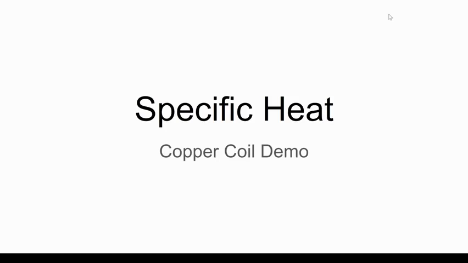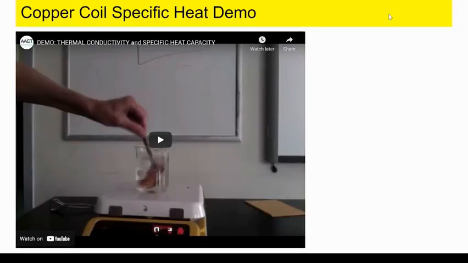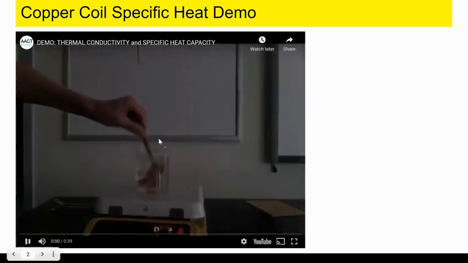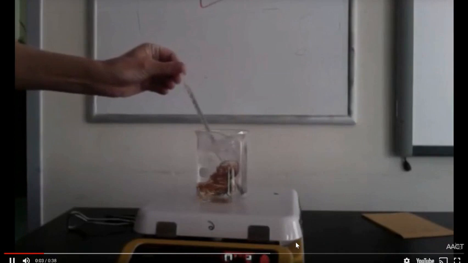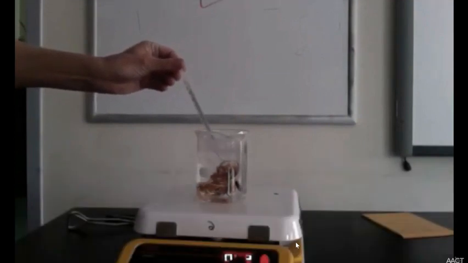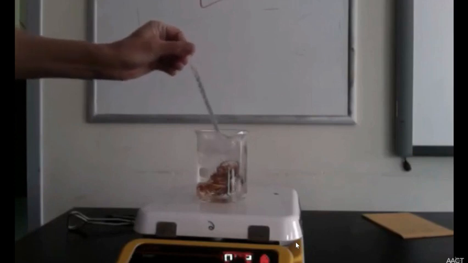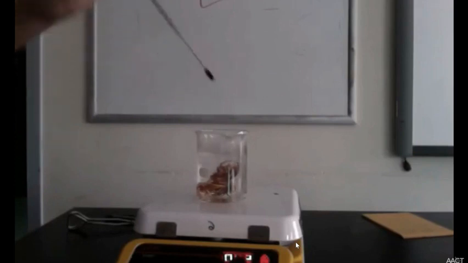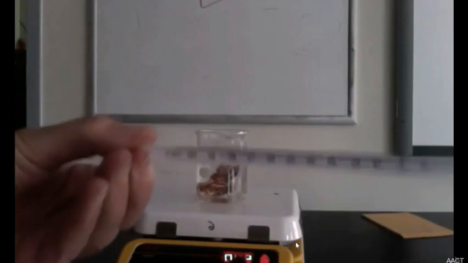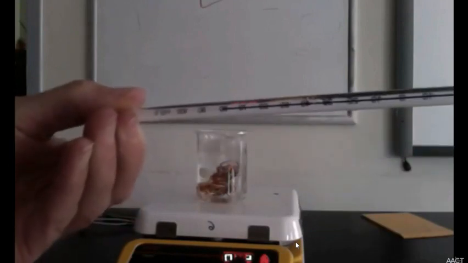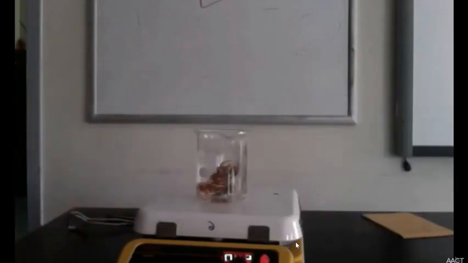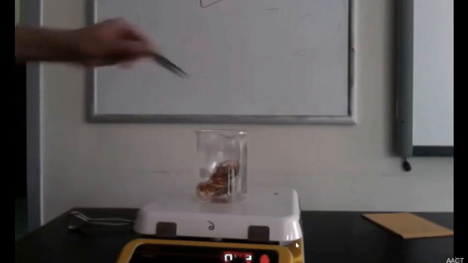Right, let's look at the copper coil demo. We're going to take a quick second and watch it. So as you can see, there's a piece of copper coil that is being heated up in boiling water on a hot plate. And that water is very, very hot. We're very close to 100 degrees there, boiling.